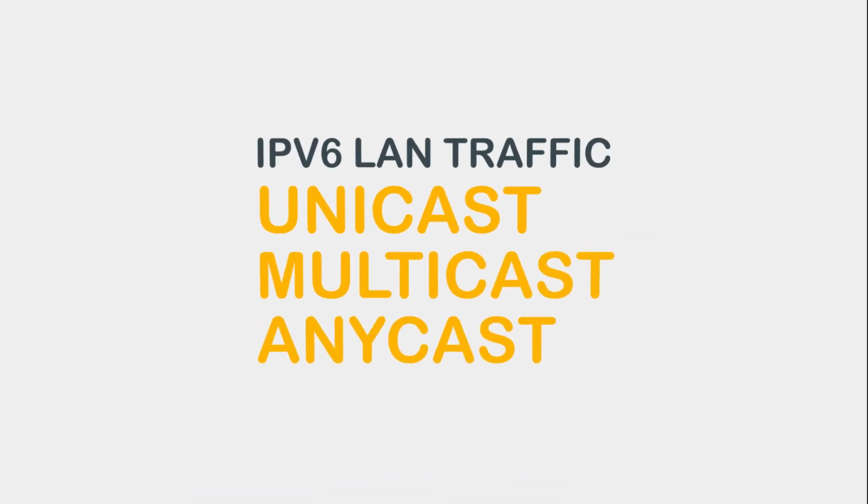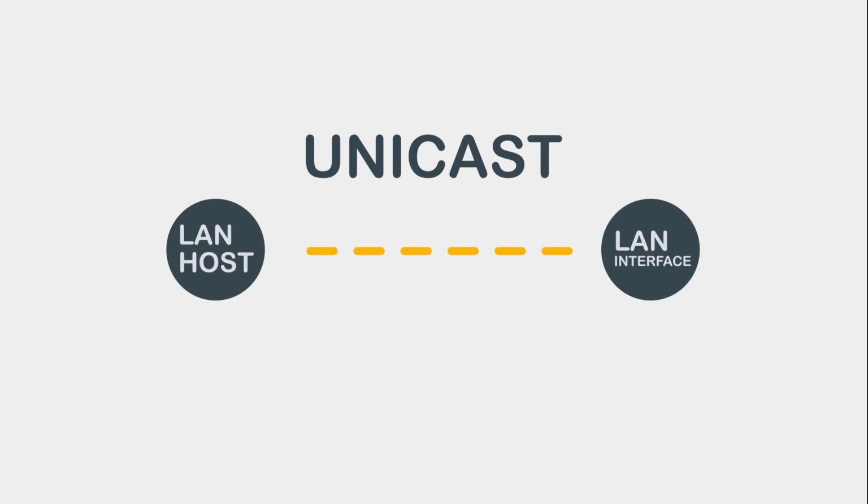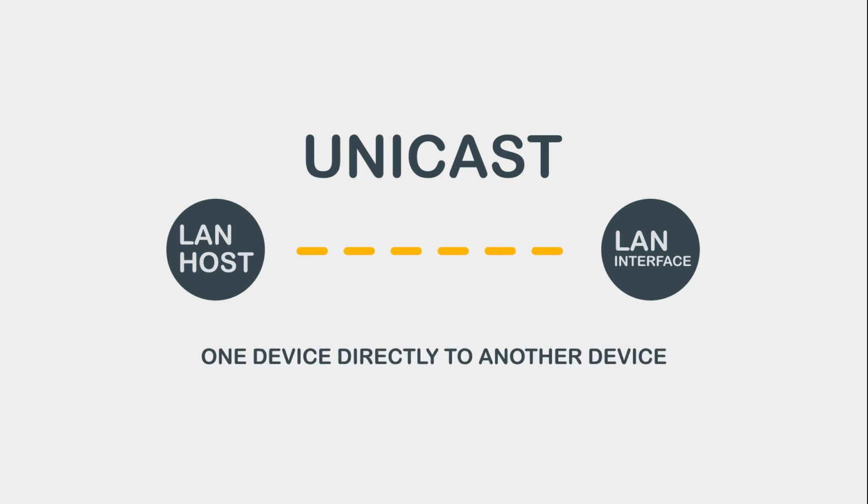With IPv6, LAN traffic can be one of 3 types: UNICAST, MULTICAST, and ANYCAST. As illustrated, UNICAST, or one-to-one traffic, describes a scenario where data is transmitted from one LAN host to another single LAN interface. As a simplification, unicast traffic can be thought of as traffic directed from one device directly to another device.